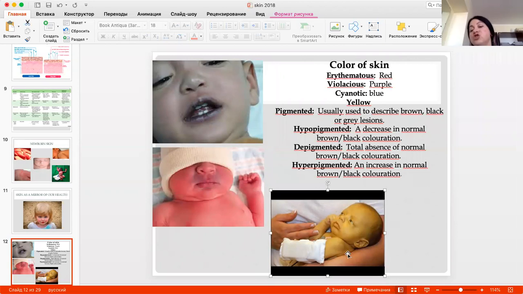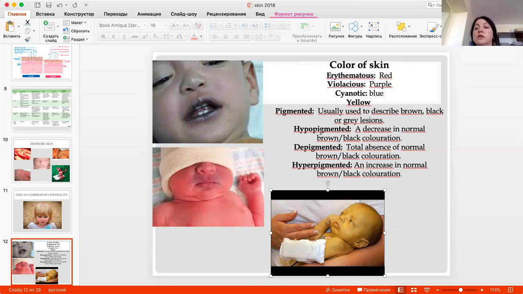This child has jaundice. Jaundice is a yellowish color of skin, which is associated with storage of unconjugated, mostly, bilirubin into the layers of skin, especially in subcutaneous fat. The more subcutaneous fat the child has, the more important jaundice will be. The more bilirubin in his blood he has, the more important jaundice will be.